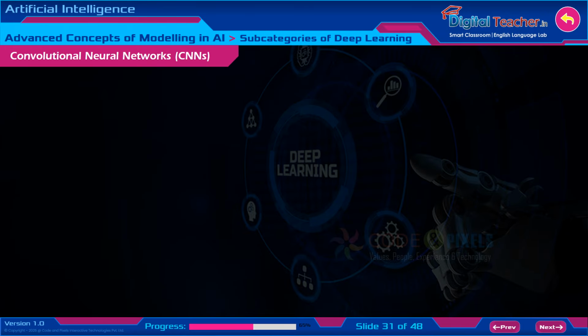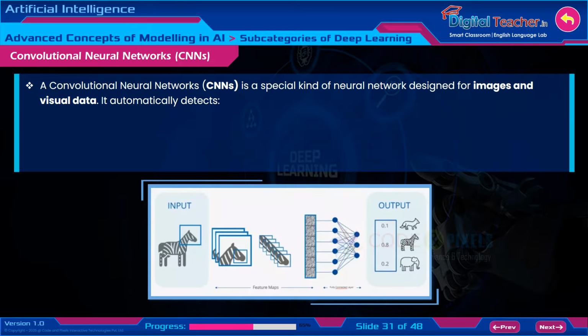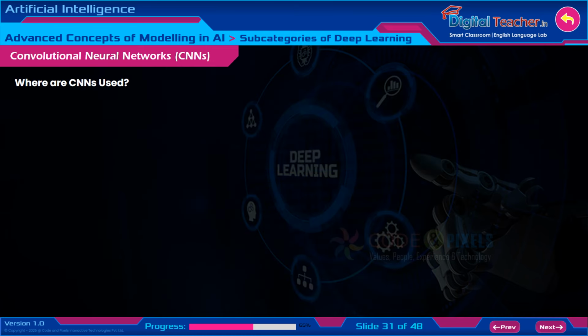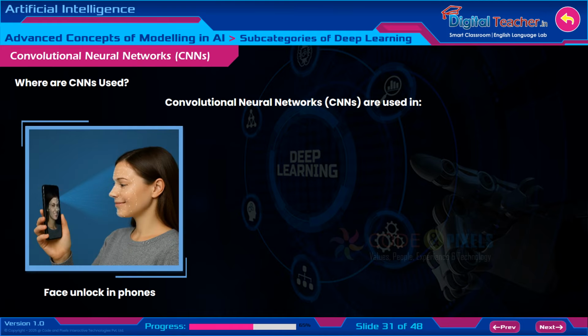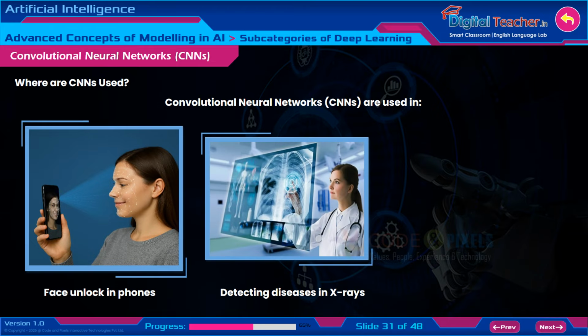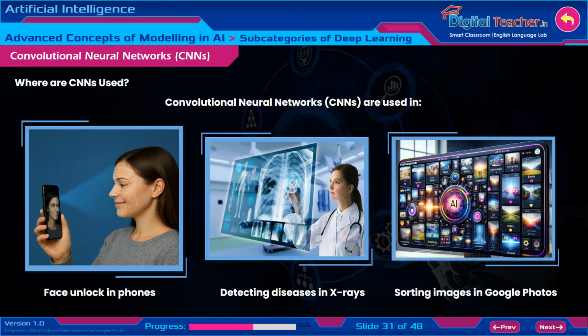Convolutional neural networks. A convolutional neural network is a special kind of neural network designed for images and visual data. It automatically detects edges, colors, shapes, textures. Where are convolutional neural networks used? Convolutional neural networks are used in face unlock in phones, detecting diseases in X-rays, sorting images in Google Photos.